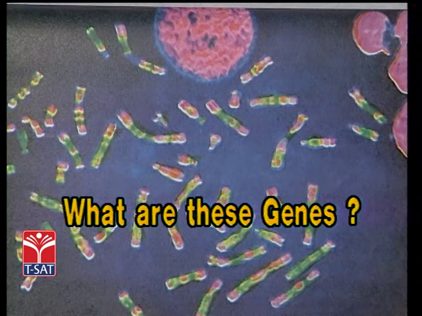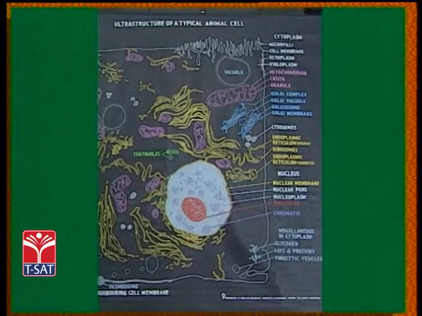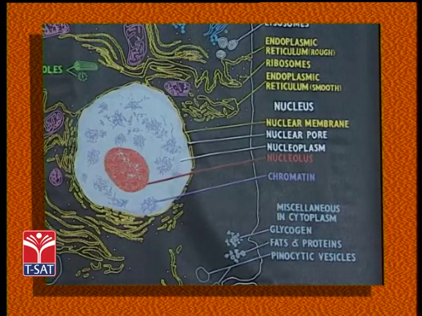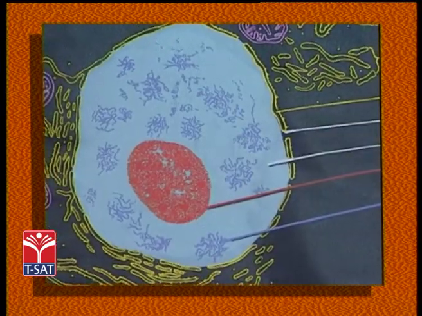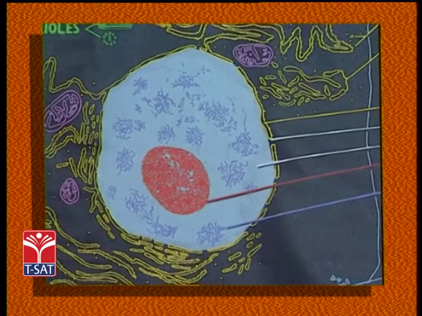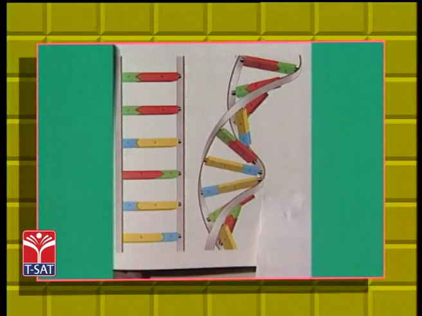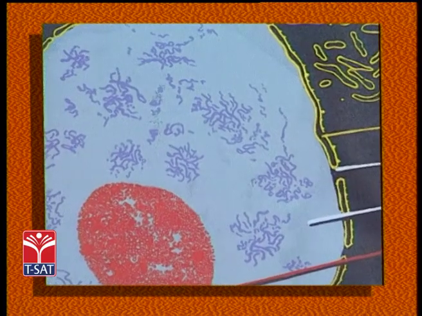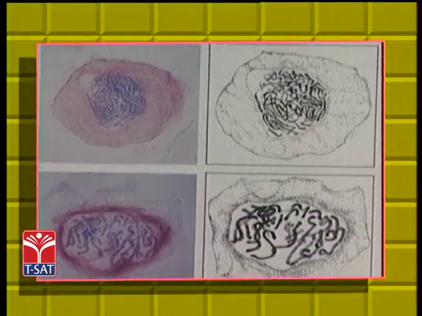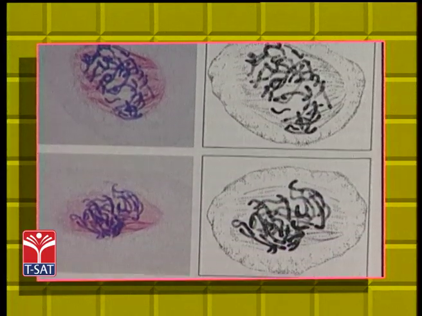What are these genes? The human body consists of a number of cells, which are also known as units of life. All these cells possess a material known as chromatin in the nucleus. The chromatin is a fiber-like structure and forms a network in the nucleus, and this chromatin is made up of deoxyribonucleic acid or DNA. The genes are the units on DNA which are responsible for the expression of the characters in the organisms.